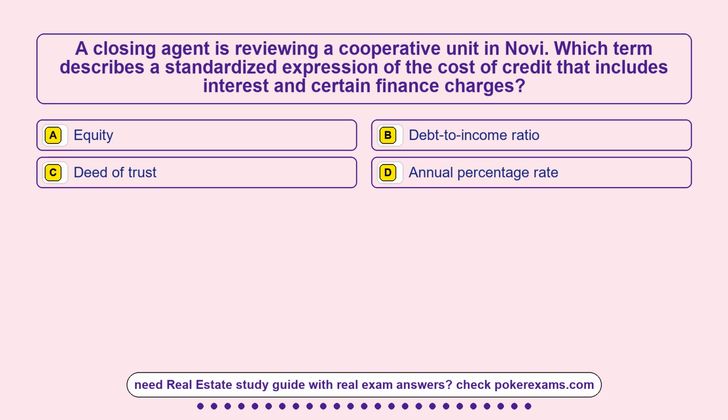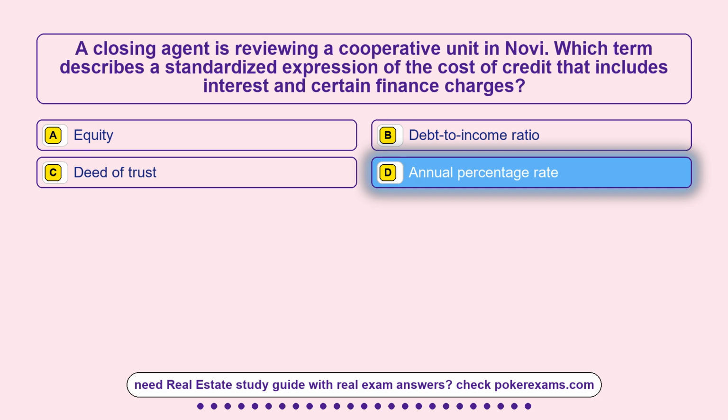Question 1. A closing agent is reviewing a cooperative unit in Novi. Which term describes a standardized expression of the cost of credit that includes interest and certain finance charges? Option A. Equity. Option B. Debt-to-income ratio. Option C. Deed of trust. Option D. Annual percentage rate.